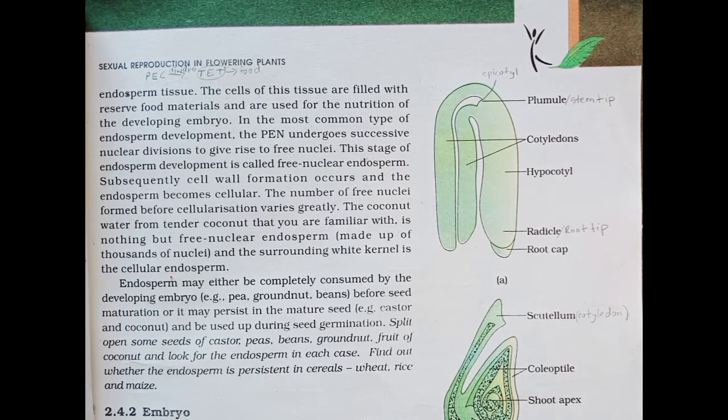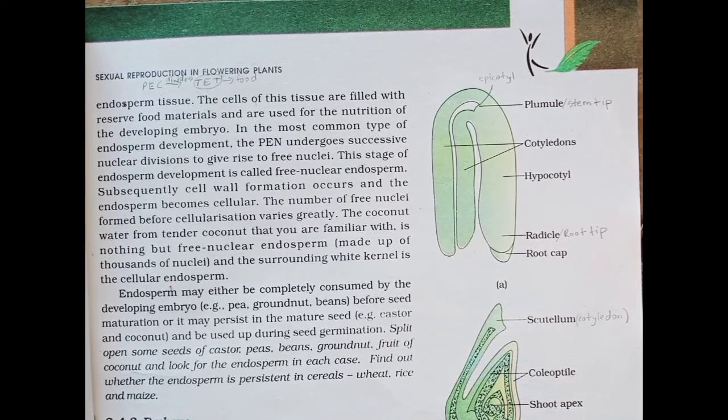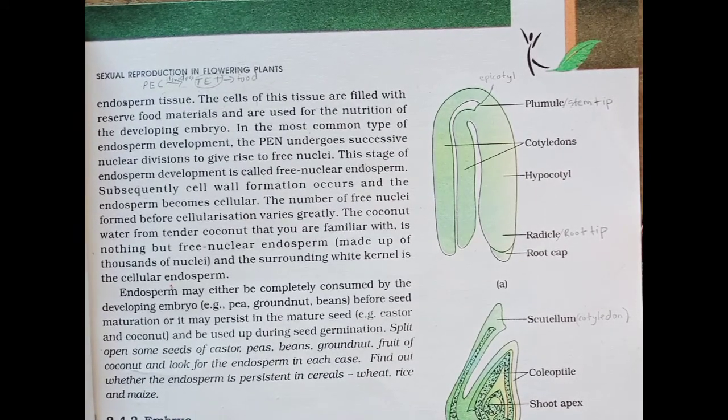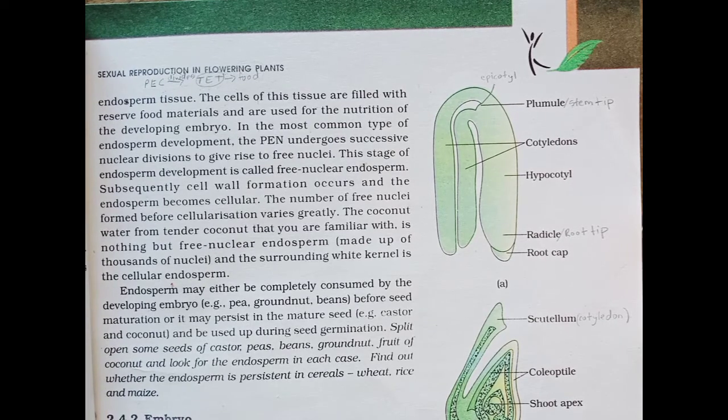The coconut water from tender coconut that you are familiar with is nothing but free nuclear endosperm made up of thousands of nuclei, and the surrounding white kernel is the cellular endosperm. So just remember this one. Coconut water is the free nuclear endosperm, and the white kernel is the cellular endosperm. One is free nuclear and one is cellular.